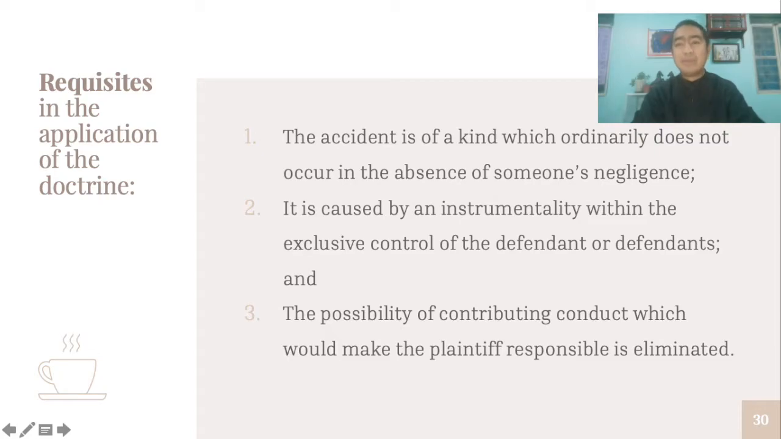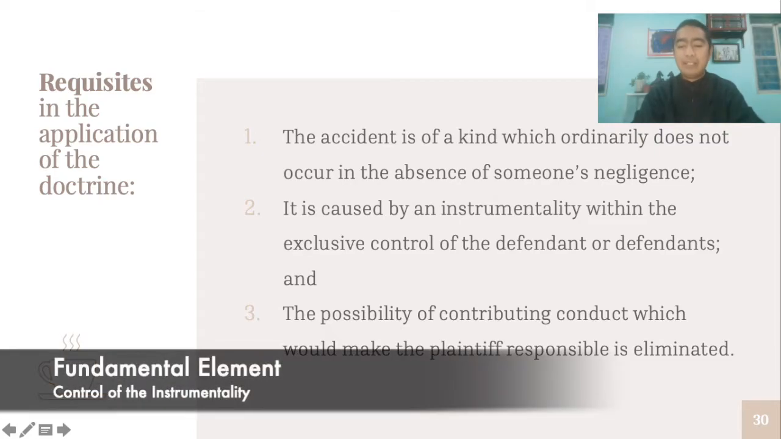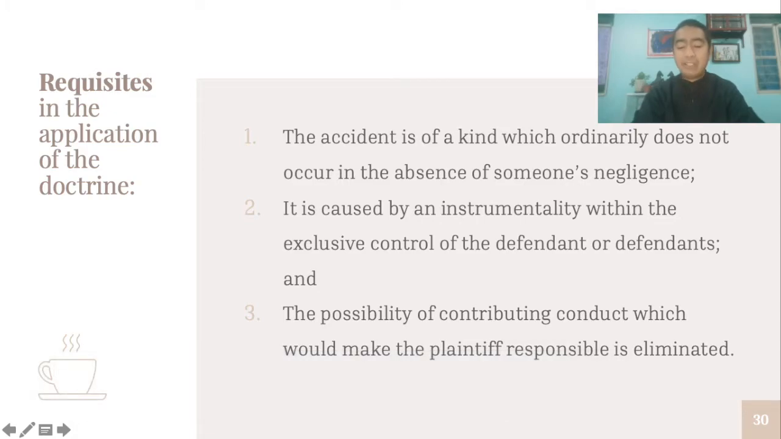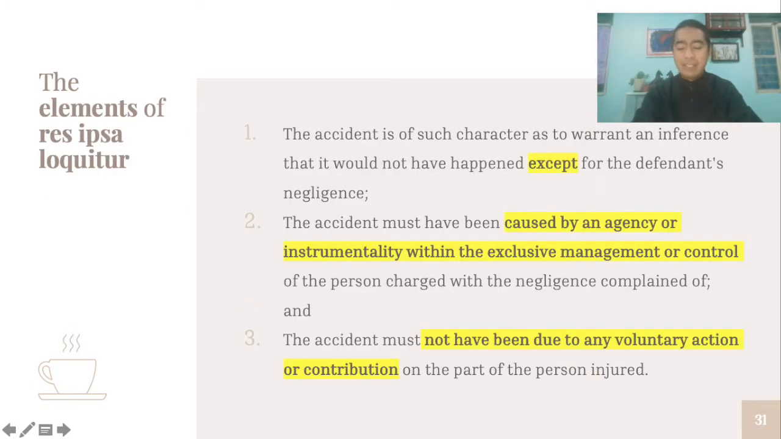In the requisites mentioned, the fundamental element is the control of the instrumentality which caused the damage. Such element of control must be shown to be within the dominion of the defendant. In order to have the benefit of the rule, a plaintiff, in addition to proving injury or damage, must show a situation where it is applicable and must establish that the essential elements of the doctrine were present in a particular incident. Here are the elements of res ipsa loquitur.